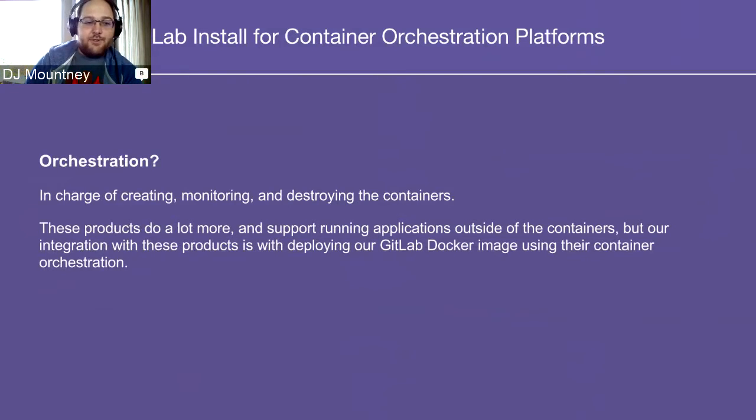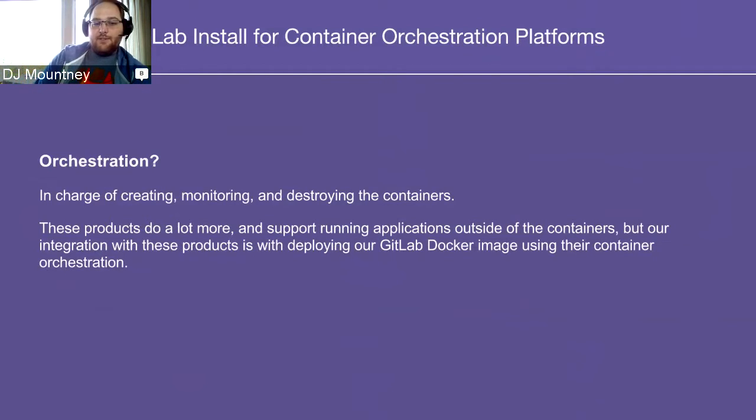So the other word I had in there was orchestration. What do we mean by orchestration in terms of containers? It just means that these platforms are in charge of creating, monitoring, and destroying the containers. These 2 platforms, which are OpenShift Origin and DCOS, actually do quite a bit more. They're made up of lots of different pieces, and in fact, just one of the pieces of software running in them does this container orchestration. Another word that's often used for the orchestration piece is container scheduling.